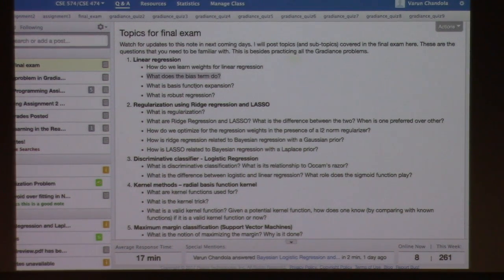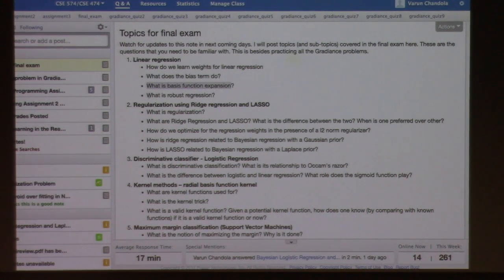One more thing that you want to understand is basis function expansion, which ties to the kernel methods discussion. If you want to learn nonlinear curves instead of straight lines, one way to do it in linear regression is by doing basis function expansion, which is you take your x and apply a bunch of basis functions to it, and each basis function is nonlinear, and that's how you get a curve.